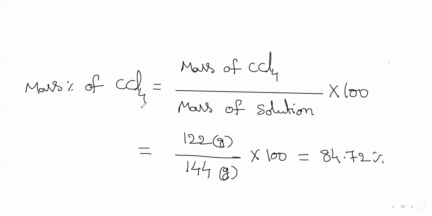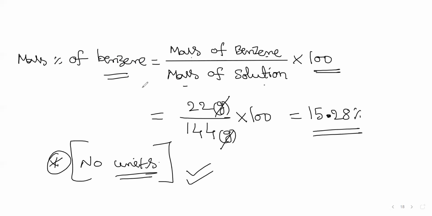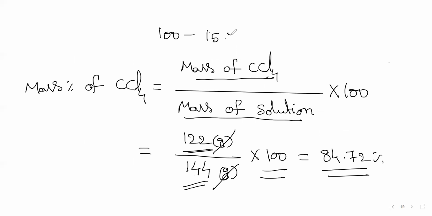The next part is that mass percentage of CCl4 is what we are going to calculate later. So that's nothing but mass of CCl4 divided by mass of the solution. That is actually the total mass of the solution. That is 122 grams divided by 144 grams. The grams and grams will get cancelled. 122 by 144 multiplied by 100. That works out to be 84.72. Or you can take something like 100 minus the weight percentage of the benzene, that is 15.28. You can subtract 100 minus 15.28. You get this one. Check it up. So this is how one can calculate.